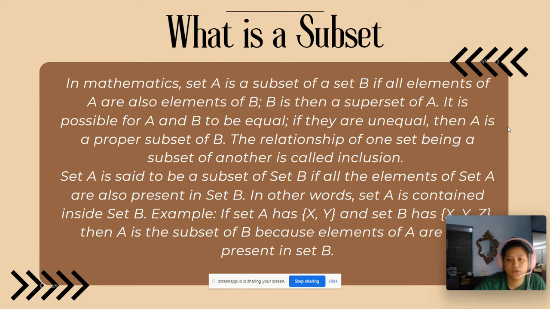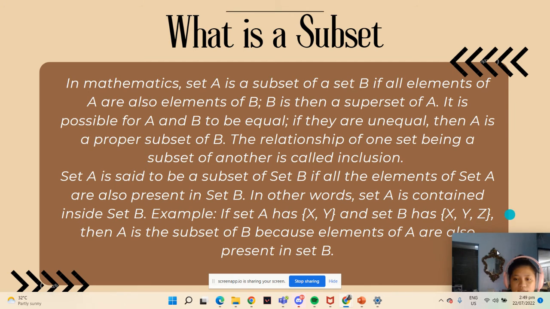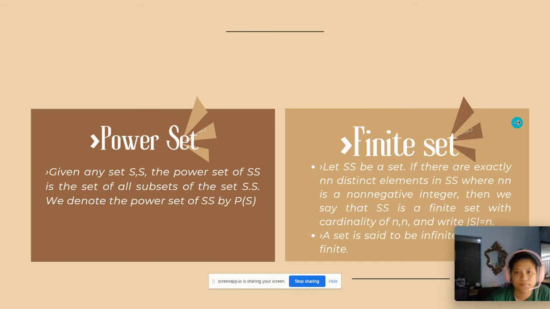The relationship of one set being a subset of another is called inclusion. Set A is said to be a subset of B if all elements of set A are also elements of set B. In other words, set A is contained inside set B. For example, if set A has X and Y and set B has X, Y, Z, then A is a subset of B because the elements of A are also present in set B.